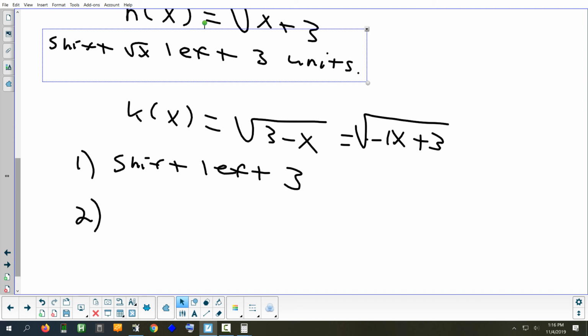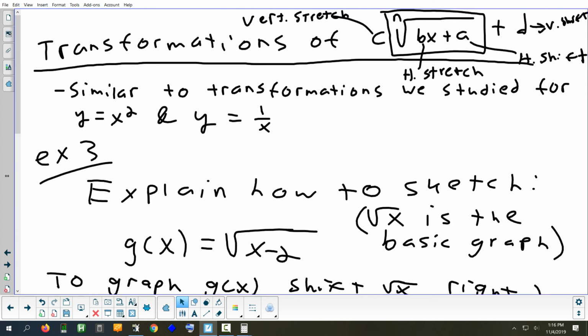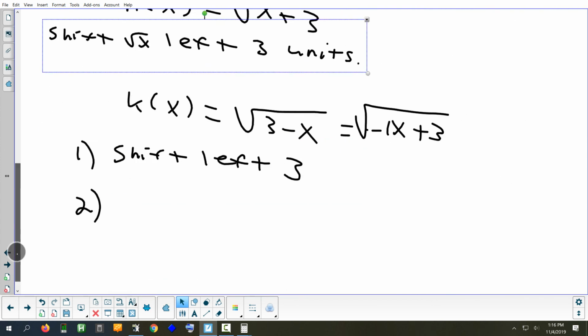What? It would have reflected along the y. Yeah, it's a horizontal reflection, because anything inside is horizontal. So that's a horizontal reflection.